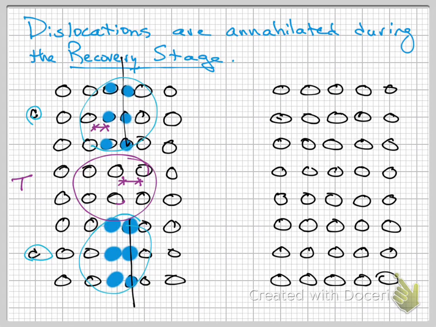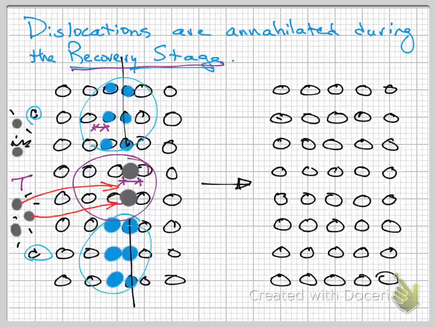And so during recovery, what ends up happening is we have some extra atoms that can move. If you have a higher temperature, the atoms can move more, right? They have the excitement and the energy to do so. And so they tend to migrate and they tend to fill in the crystalline structure, ending up at the end with fully annihilated dislocations. The crystal structure is back to the way it was before there was cold work. Thus, the properties end up being recovered.